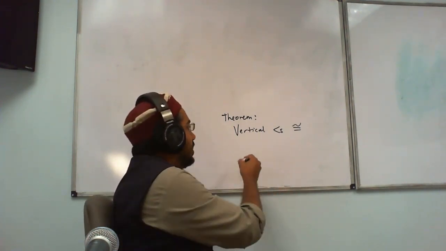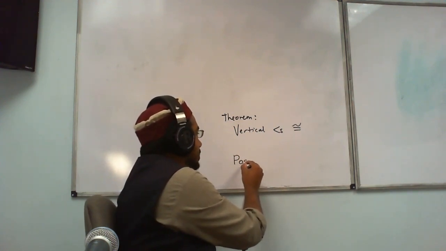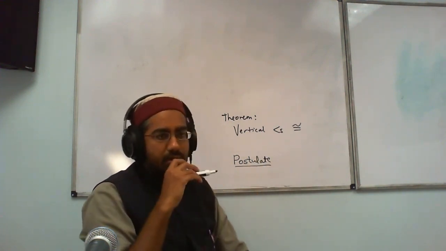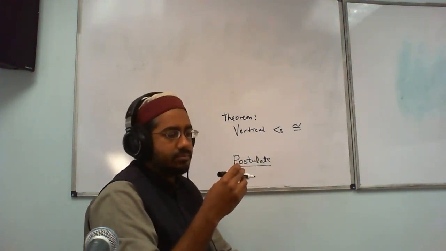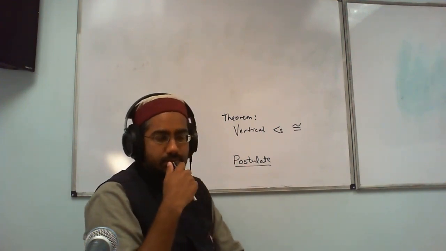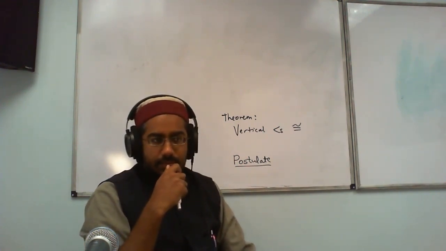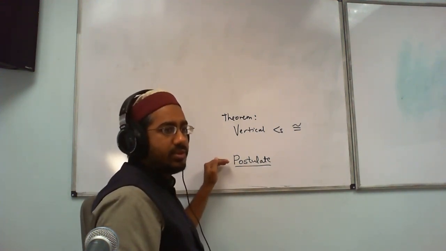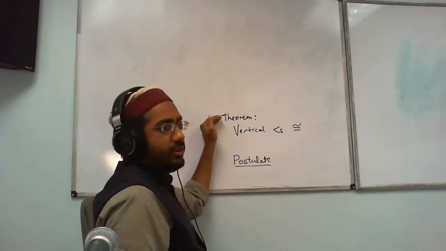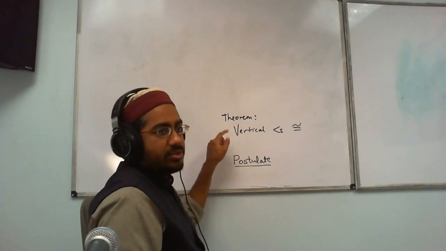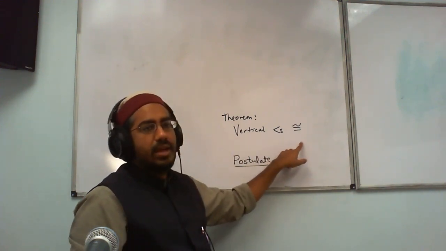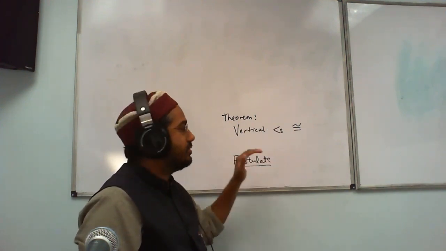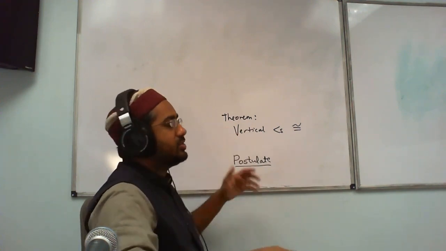Do you know the difference between a theorem and a postulate? I think in one of the previous lessons we looked at this. Theorem versus postulate. What does postulate mean? A postulate is something that we don't necessarily have to prove, so a theorem is something that you have to prove. This statement here, vertical angles are congruent, I can't just say it. I have to prove that this statement is true. All right, so let's try to prove it.